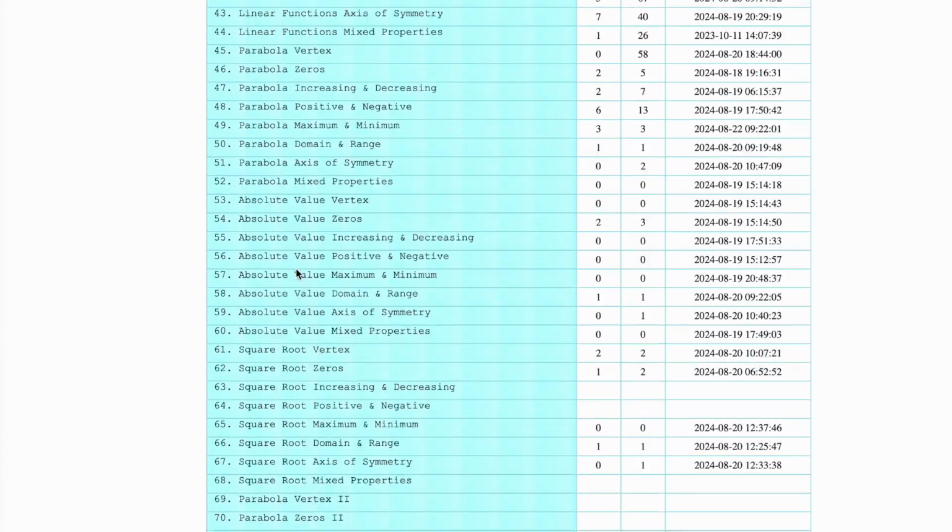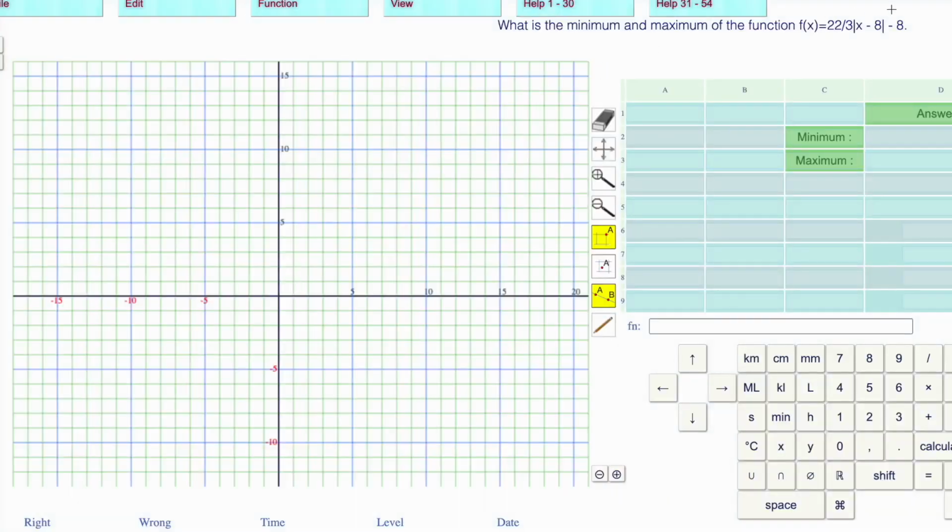Absolute value, maximum and minimum. Same sort of thing. We're looking for the vertex, which is positive 8, negative 8 here. It is opening up. I'm going to do something that looks like this. It's just going to keep going up and up. Let me get the exact values.